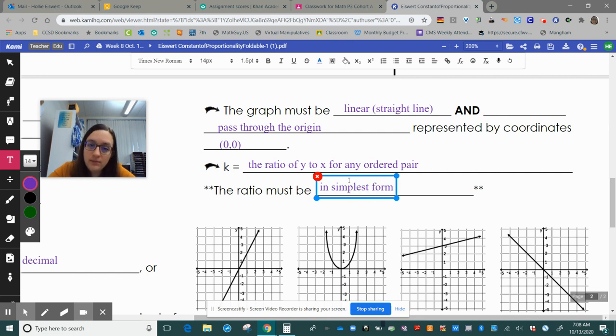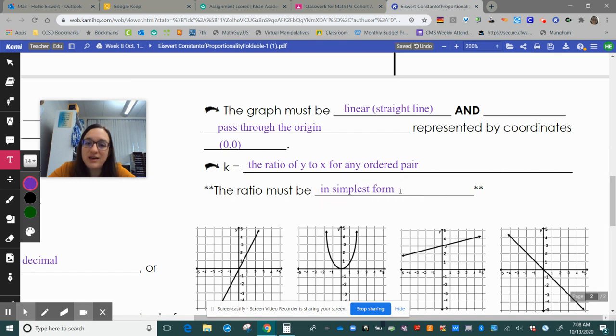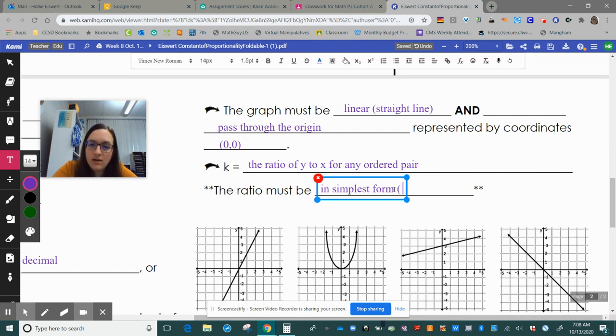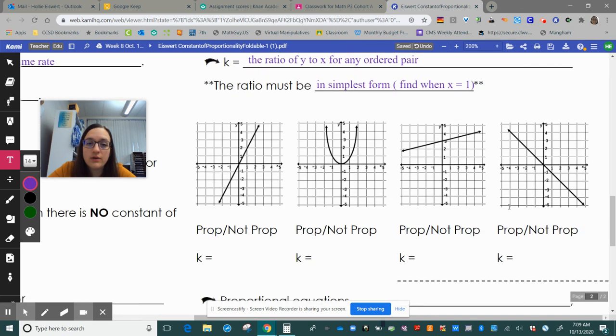The ratio must be in simplest form. Okay, so the best way to do that, I'm going to be honest, find when x is 1. And I'll show you what that means. So that's in parentheses.